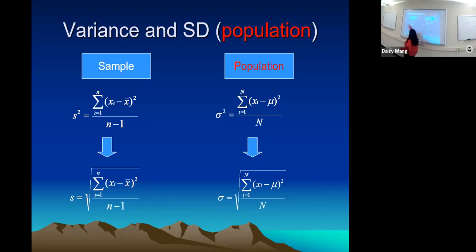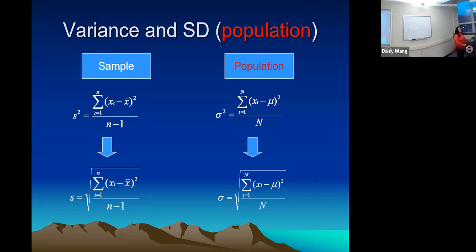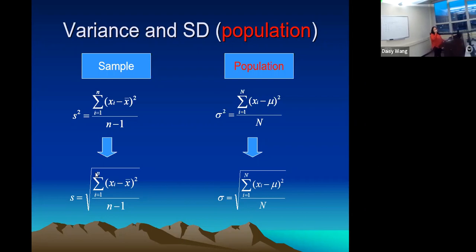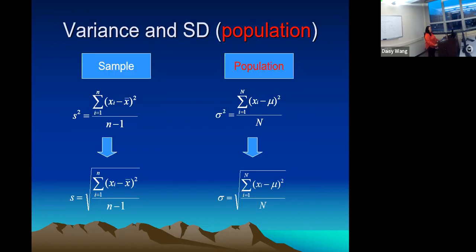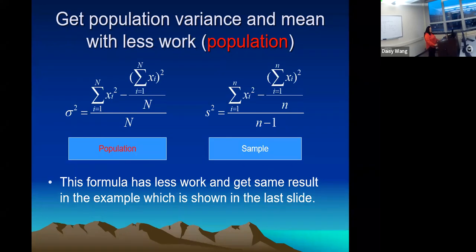And then standard deviation for sample is s. For population, this is sigma. Alpha is this. Sigma. So this is sigma, okay? For population, sigma. The alpha and beta, okay. So this is sigma. Okay. So this one.